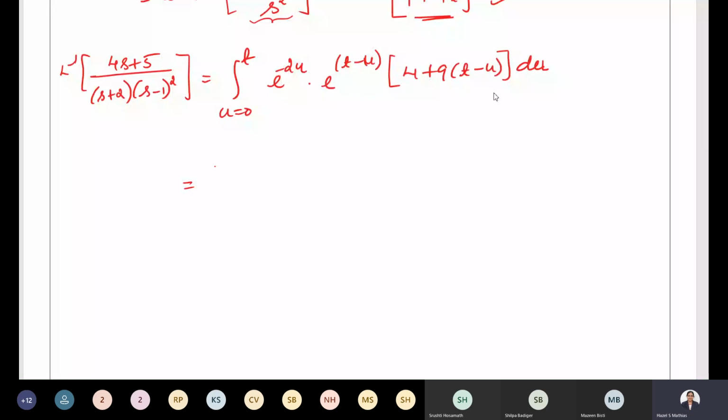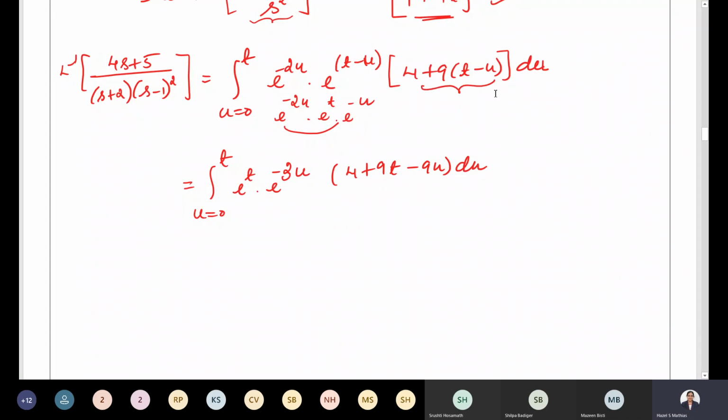That is nothing but integration u equal to 0 to t. So what do we get over here after simplification? Can you all tell me? This is e power minus 2u into e power t into e power minus u. So when you combine these two terms, what do we get? E power t into e power minus 3u, correct? Minus 2u minus u will become minus 3u. And what is remaining now? 4 plus 9t minus 9u into du. That is this one, 4 plus 9t minus 9u. Is it clear, everybody?